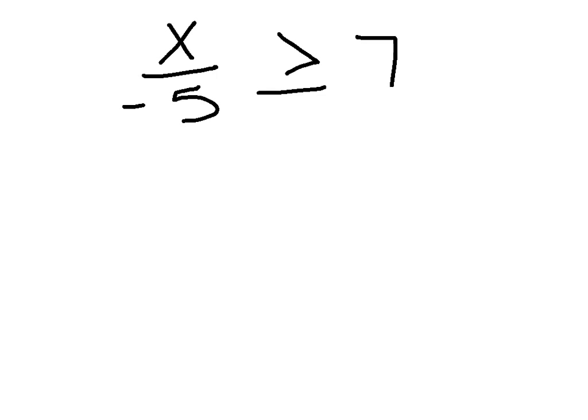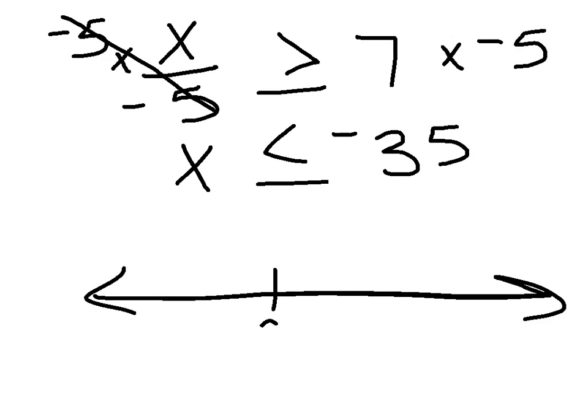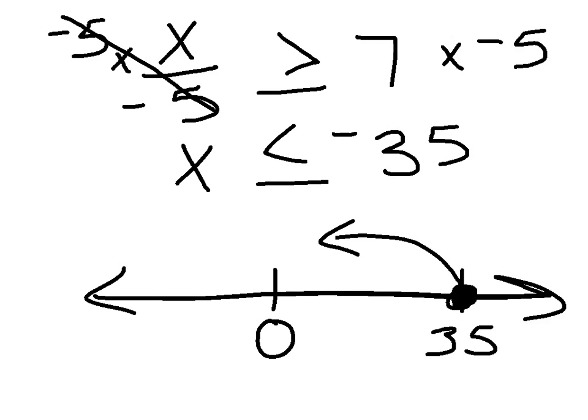Okay, let's work this problem together. We want to get x by itself. Since it's being divided by a -5, we have to multiply the left side by a -5 so they can cross each other out. Whatever we do on one side, we have to do on the other. We're left with an x, but since we multiplied by a negative number, we have to switch our inequality. 7 times 5 is 35, and since our signs are different, it's a negative. We can graph this inequality that x is less than or equal to -35 by filling in a circle at -35 and drawing an arrow to the left.